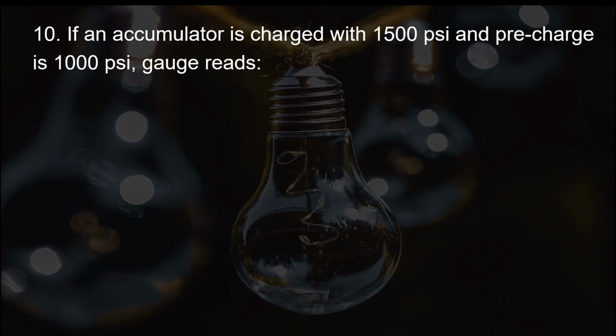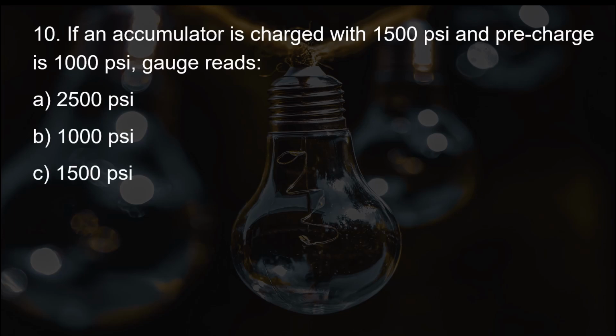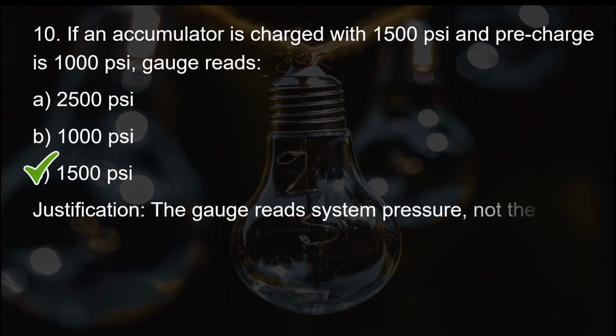Question 10. If an accumulator is charged with 1500 psi and precharge is 1000 psi, the gauge reads A. 2500 psi. B. 1000 psi. C. 1500 psi. Justification: the gauge reads system pressure, not the sum.